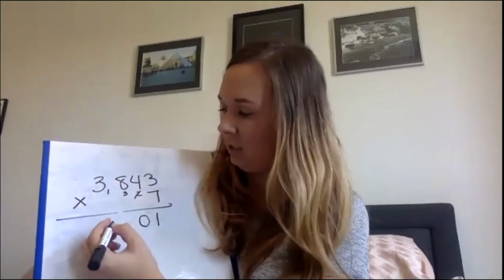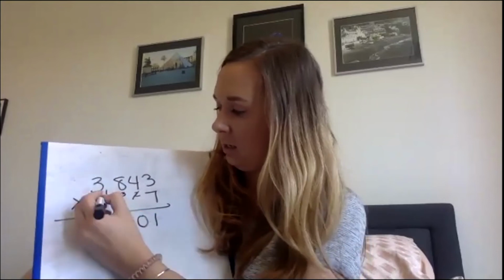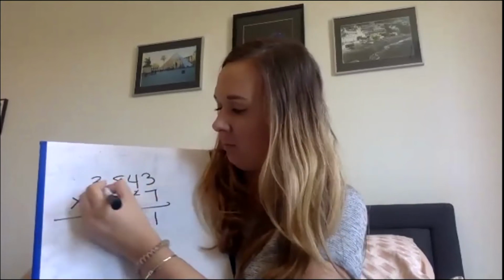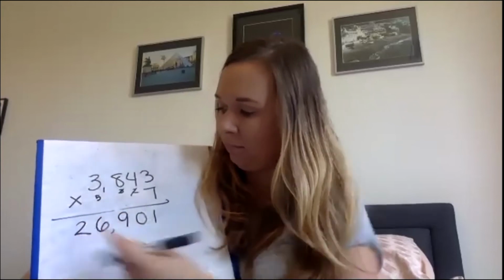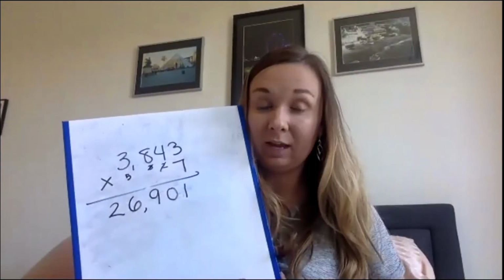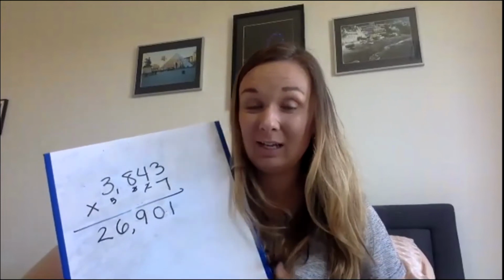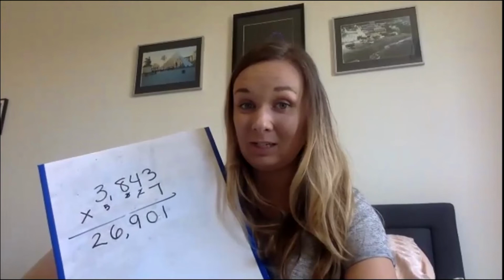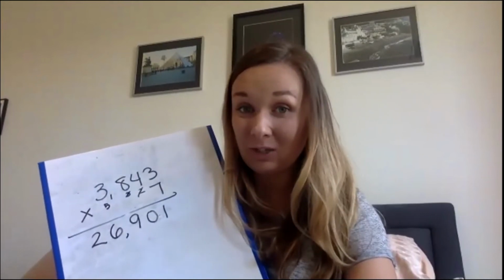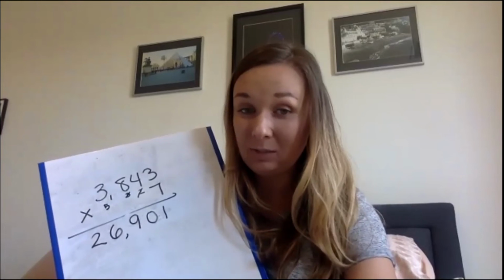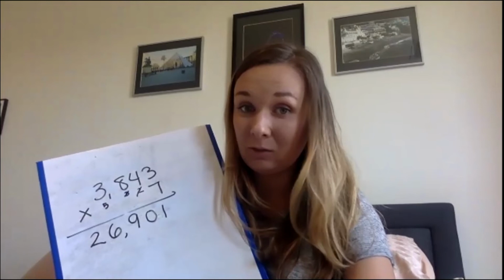7 times 8 is 56. 57, 58, 59. And 7 times 3 is 21. Plus 5 is 26. 26,901. Just want to make sure we're taking a second to practice a little bit of multiplication because we might need to do that with our word problems coming up. So again, if you need to rewatch any of that, just go back, rewatch that piece before you jump into your independent practice. I'm going to share my screen again.